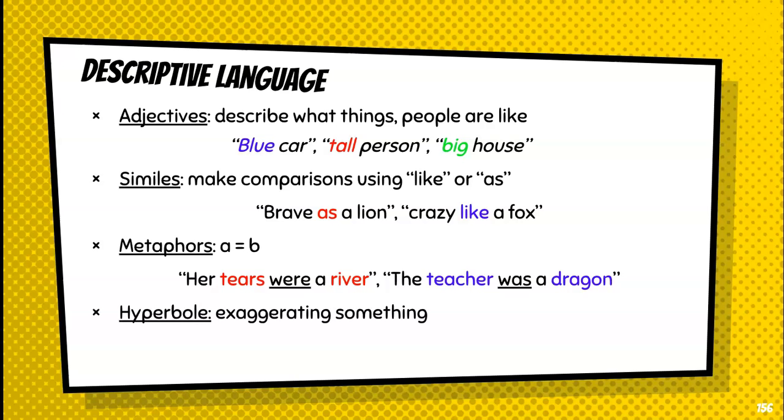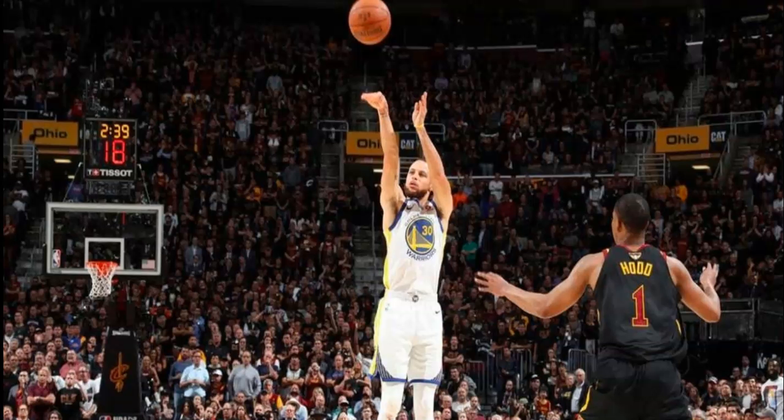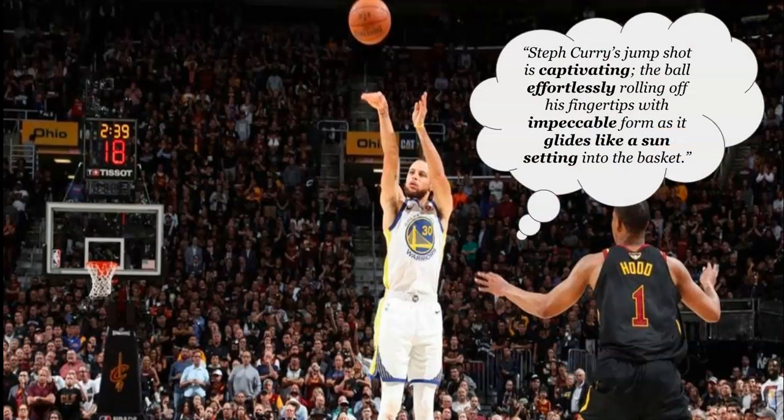And then we've got hyperbole, where we exaggerate something for effect. So for example, my tears were an ocean. Now they weren't actually an ocean, but I describe them like an ocean to give you some idea about how upset I am. So if we look at this image again of Steph Curry making his jump shots, we can see lots of things being used here.